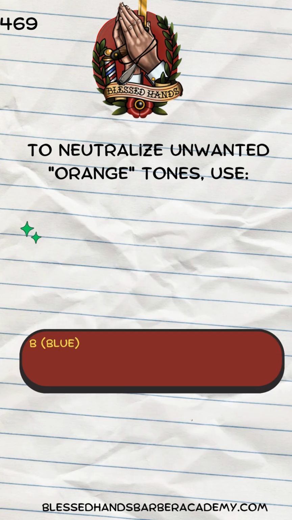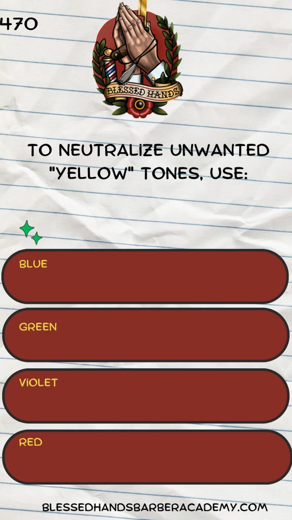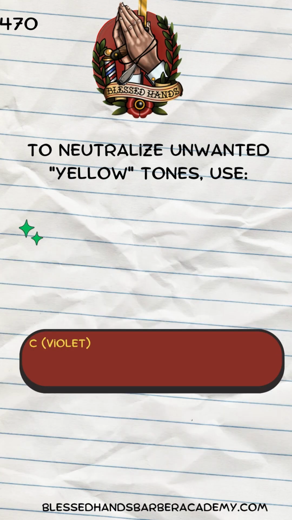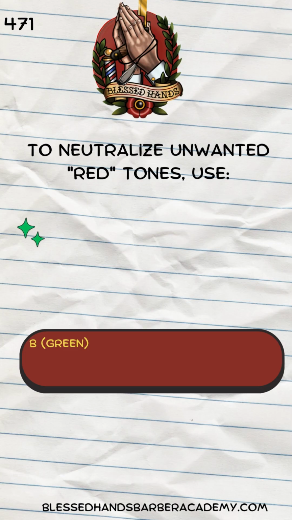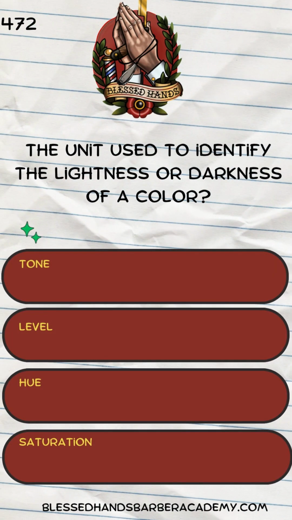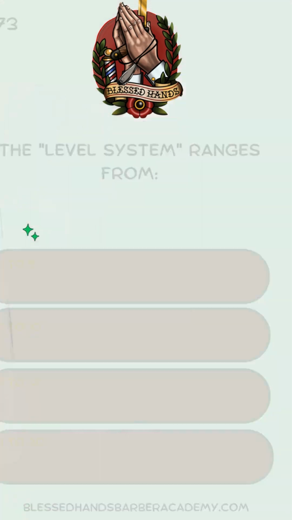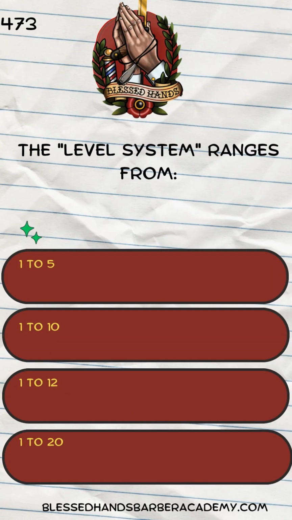B. Blue. To neutralize unwanted yellow tones, use blue, green, violet, red. C. Violet. To neutralize unwanted red tones, use blue, green, violet, orange. B. Green. The unit used to identify the lightness or darkness of a color. Tone, level, hue, saturation. B. Level. The level system ranges from 1 to 5, 1 to 10, 1 to 12, 1 to 20.